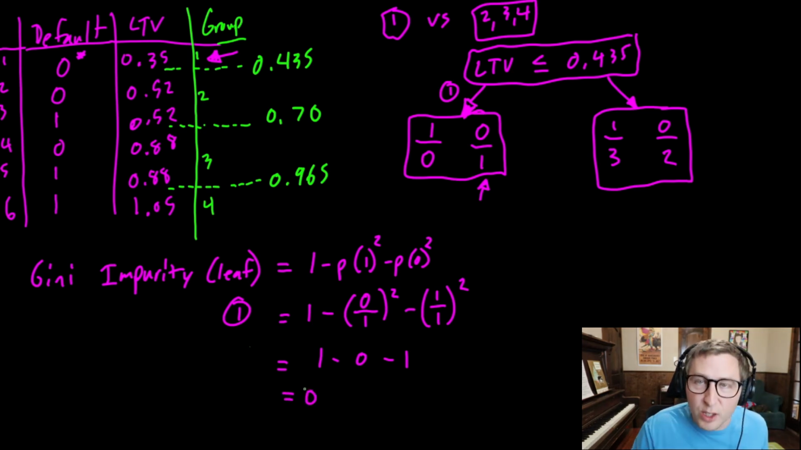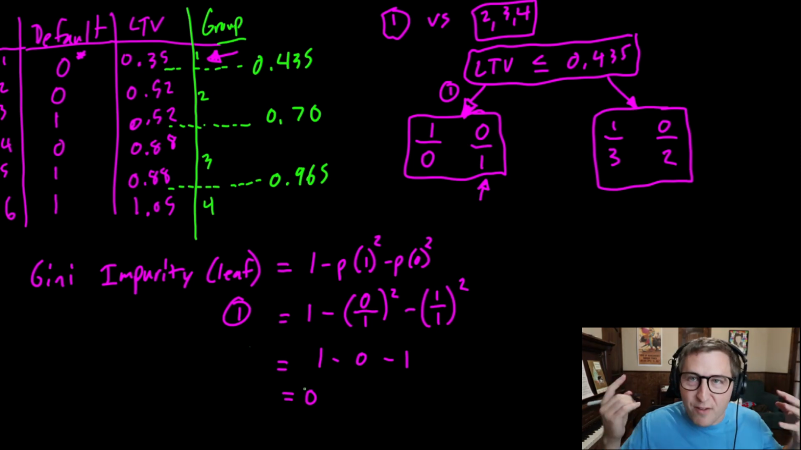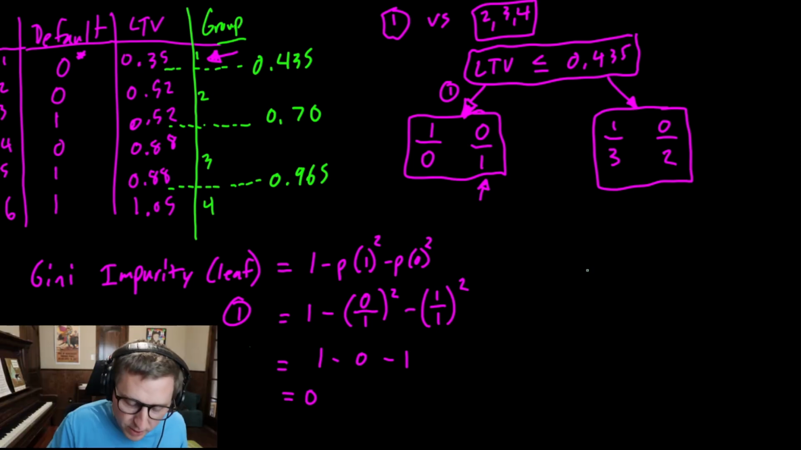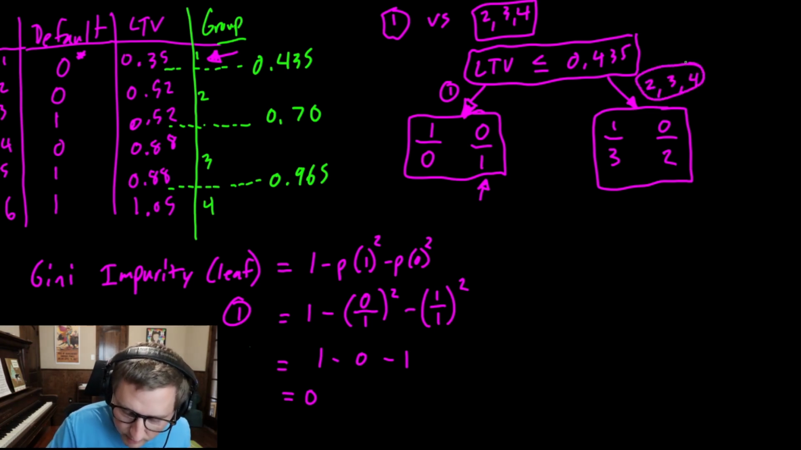So what this is telling you when the Gini is 0 is that we have perfect purity. So if we made this split, this leaf is 100% pure, right? We have only one type of value in here. Now we want to do the right side split here, which is going to be 2, 3, and 4, right?